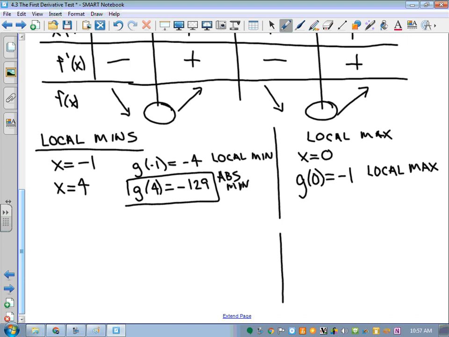Identifying points like that, if you remember way back in Algebra 1, you talked about how to find a vertex on a parabola. This would be a good way of doing that because we could take the derivative. It would be much simpler than completing the square.